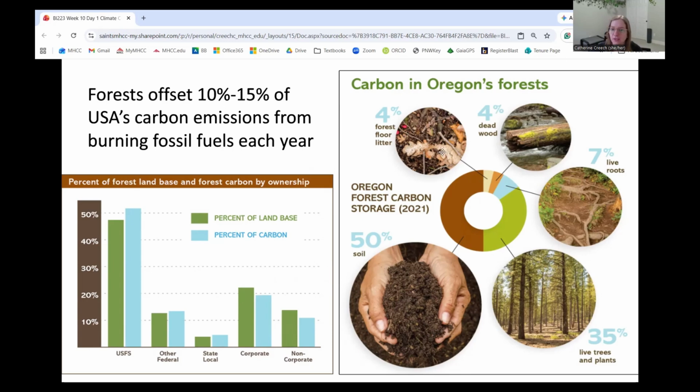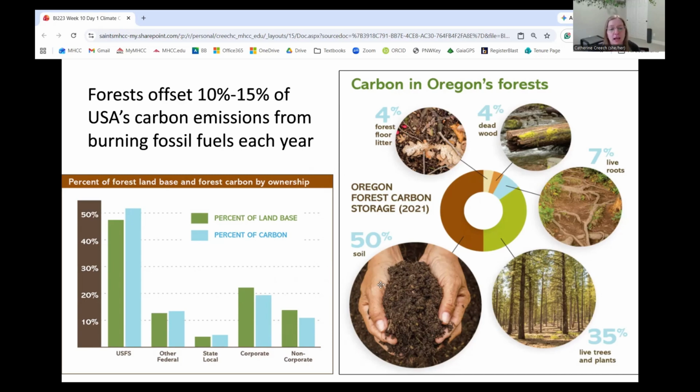About 4% goes into leaves that are dropped and the sticks that are dropped. We call that leaf litter or floor litter. About 4% is stored in dead wood of trees and branches. So that's just there until it gets broken down and exhaled by our fungi and decomposers. About 7% is in the living roots of trees. 35% is in the trunk and the branches and the leaves of trees. And the majority, 50%, is going to be in the soil. So protecting the soil, maintaining the soil, that's going to be hugely important for our forests for storing that carbon.